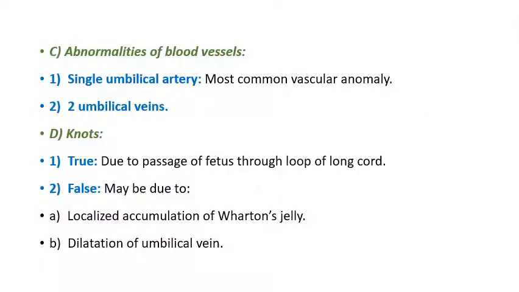Abnormalities of blood vessels: we may have single umbilical artery, which is the most common vascular anomaly, or we may have two umbilical veins. As regards knots, we have true and false knots. True knots are due to passage of the fetus through a loop of long cord, and false knots may be due to localized accumulation of Wharton jelly or dilatation of the umbilical vein.